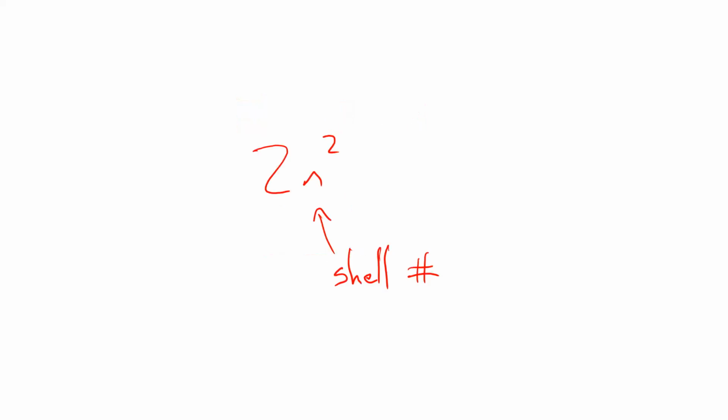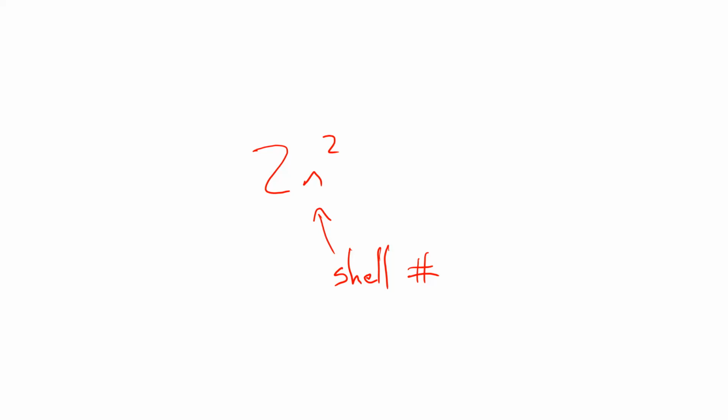Now when we're doing this, we need to keep in mind 2n squared. This is, of course, telling us how many electrons could possibly fit into a shell. It doesn't tell us how many there actually are, but how many could fit in there. You can think of n as the shell number. So in the first shell, n equals 1. 1 squared is 1 times 2 is 2. You can only fit 2 electrons into the first shell. The second shell can take 8 because n equals 2. So 2 squared is 4, and then times 2 is 8.